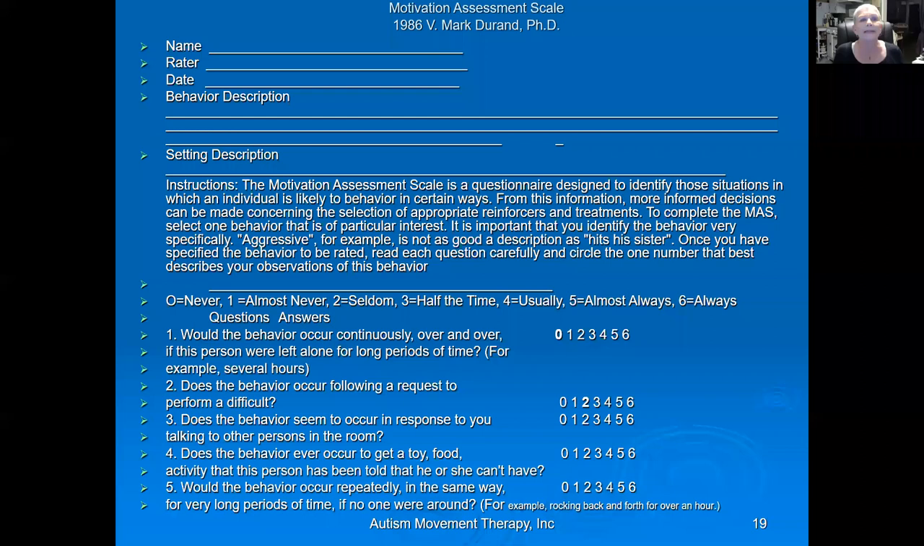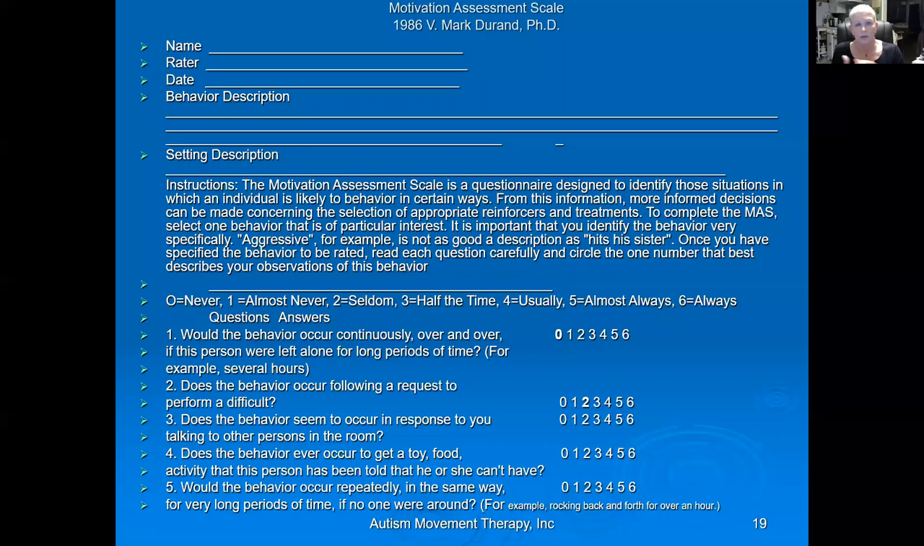And we're going to ask ourselves these 16 questions. And we're going to use a Likert scale. It's over to the right. And we're going to circle never, almost never, seldom, half the time, usually, almost always, or always, as the answer to the question. For example, number 1: would the behavior occur continuously over and over if this person were left alone for long periods of time? For example, several hours.